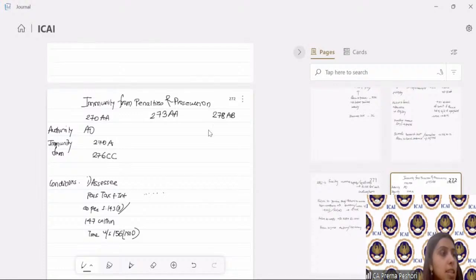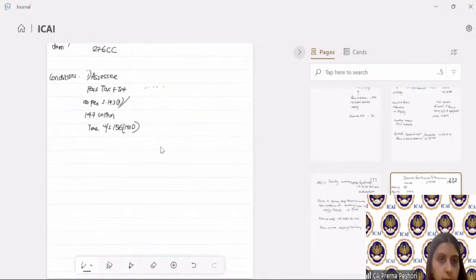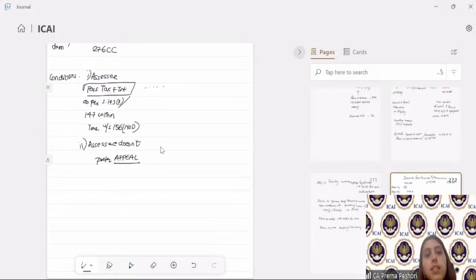The second condition is that the assessee does not prefer appeal. So the first condition is pays the tax plus interest, and the second condition is that the assessee doesn't prefer the appeal against such assessment or reassessment order.